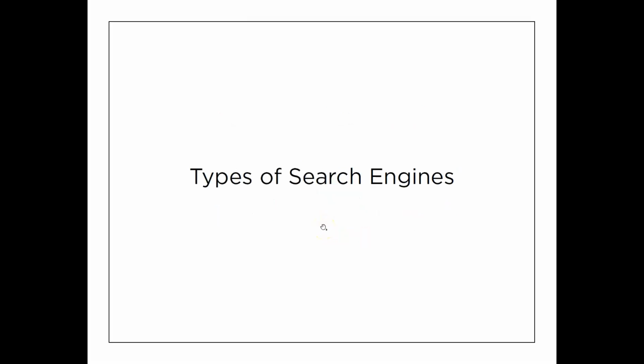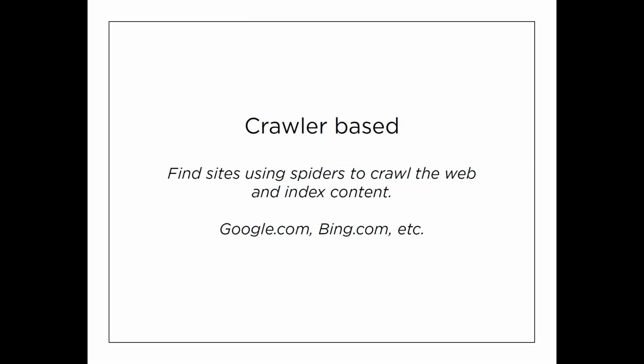There are certain types of search engines. There's the crawler-based, which finds sites using spiders to crawl the web and index content, like Google and Bing and all those different search engines that go out periodically, finding sites and looking for certain things within them to register into their database, making it easier for somebody to find those things. That's why when a site is brand new, it's not going to be found right away in a search engine, because it takes time for the crawlers to get to that site and register it.